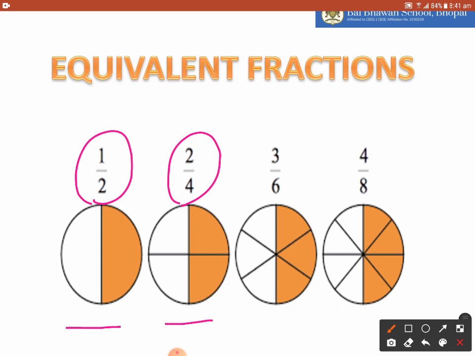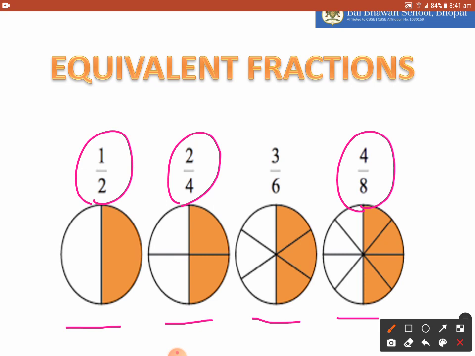Out of these 6 parts, 3 are shaded, but again this picture is also showing that half of the circle is shaded. And finally, in the last picture, there are 8 parts of the same circle and out of 8 parts, 4 parts are shaded and it is also representing half of the circle. All of them are representing the same part of a whole.